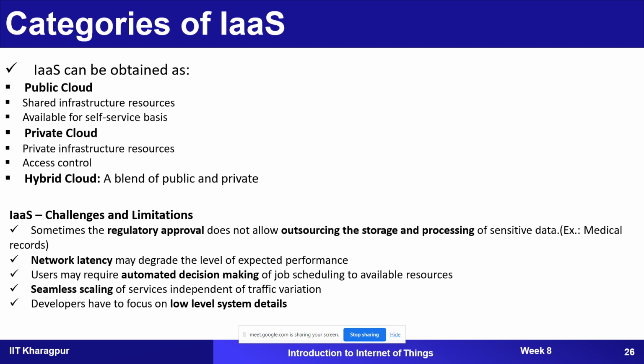Now the challenges and limitations of infrastructure as a service. First, sometimes regulatory approval does not allow outsourcing the storage and processing of sensitive data. Second, network latency may degrade the level of expected performance. Third, users may require automated decision making for job scheduling to available resources. Then seamless scaling of services independent of traffic variation is required. Developers have to focus on low level system details.